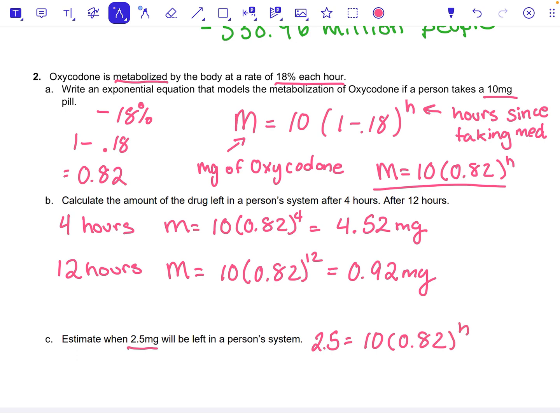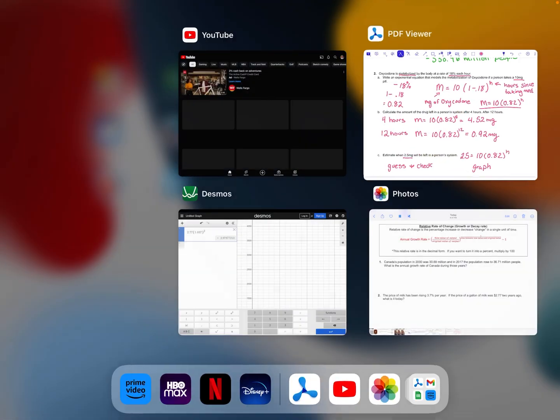And so there's some options here, and I'm going to give you two. One, you can guess and check, and I am totally okay with you doing that. You can plug in some values for H, and you want to get as close as possible to 2.5. The other option is to graph. And so I'm going to show you both methods and then let you pick which one you like better. So this is where I said you wanted to have your Desmos graphing app handy. So I'm going to flip over to mine.